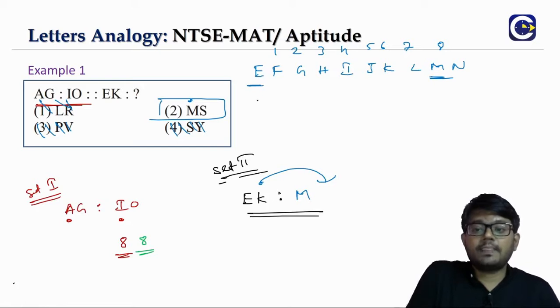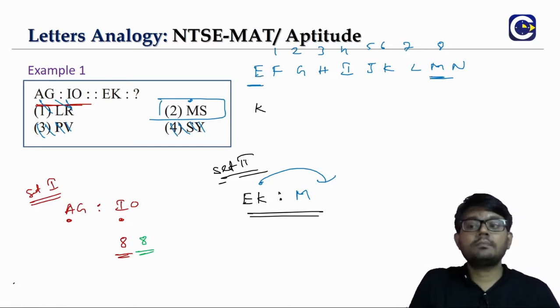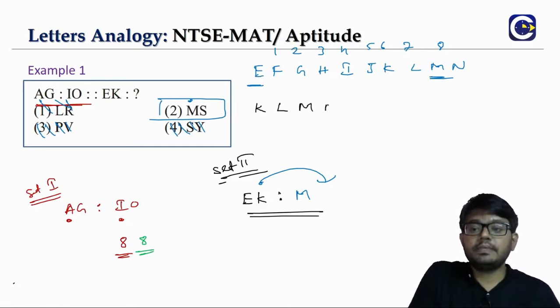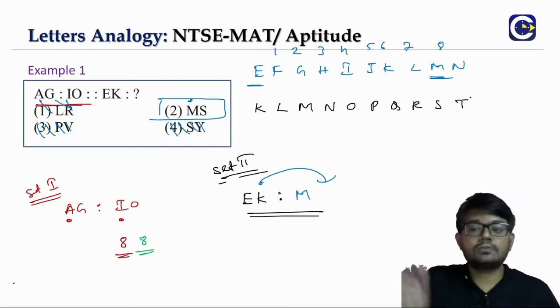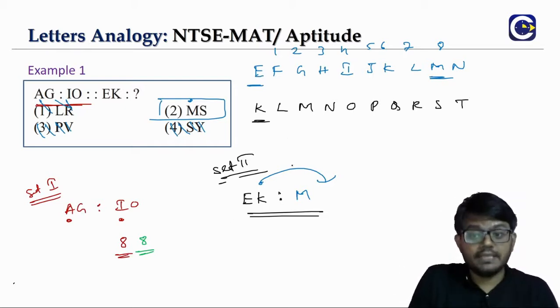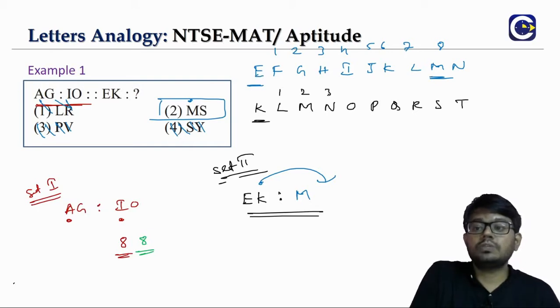So K, after K what will come? L, M, N, O, P, Q, R, S, T, and the list goes on. We have to find the 8th after K. So 1, 2, 3, 4, 5, 6, 7, 8. It should be what? Yes. Check it.